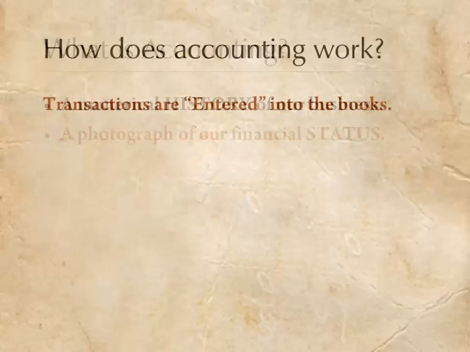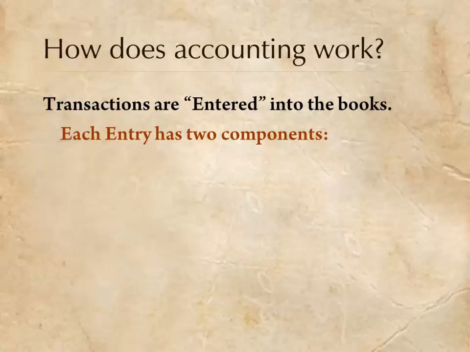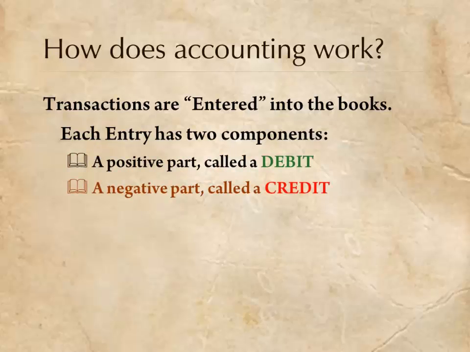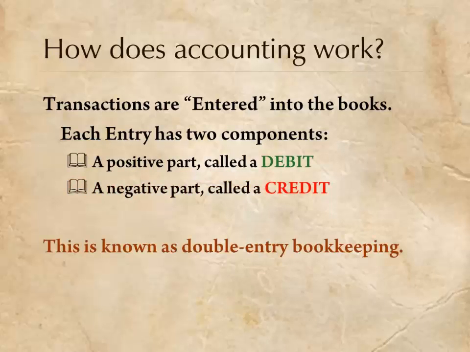And how does accounting work? Business transactions are entered into our books, and each entry has two components, a positive and a negative. The positive part is called a debit. The negative part is called a credit. This is known as double entry bookkeeping. It works because the positives are always equal to the negatives. That keeps our accounts in balance.